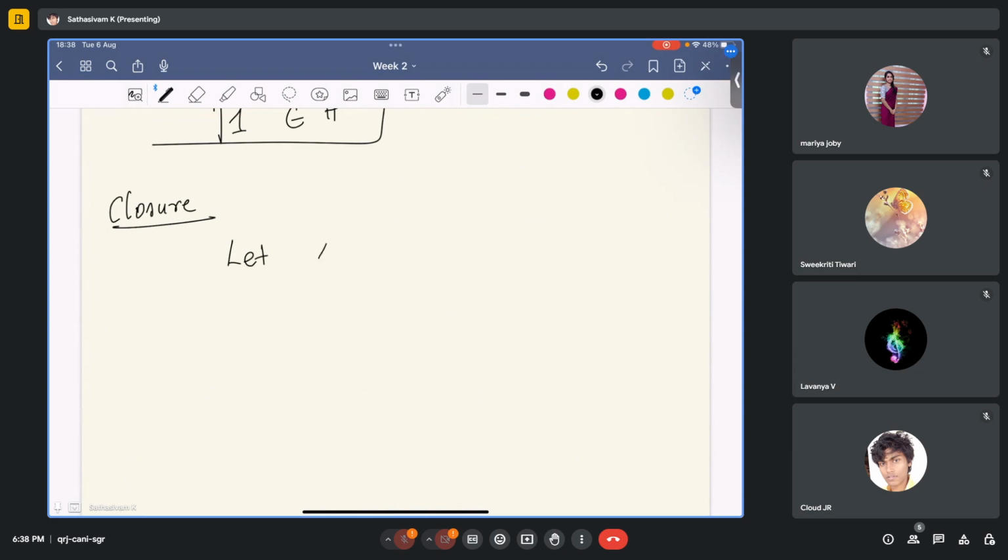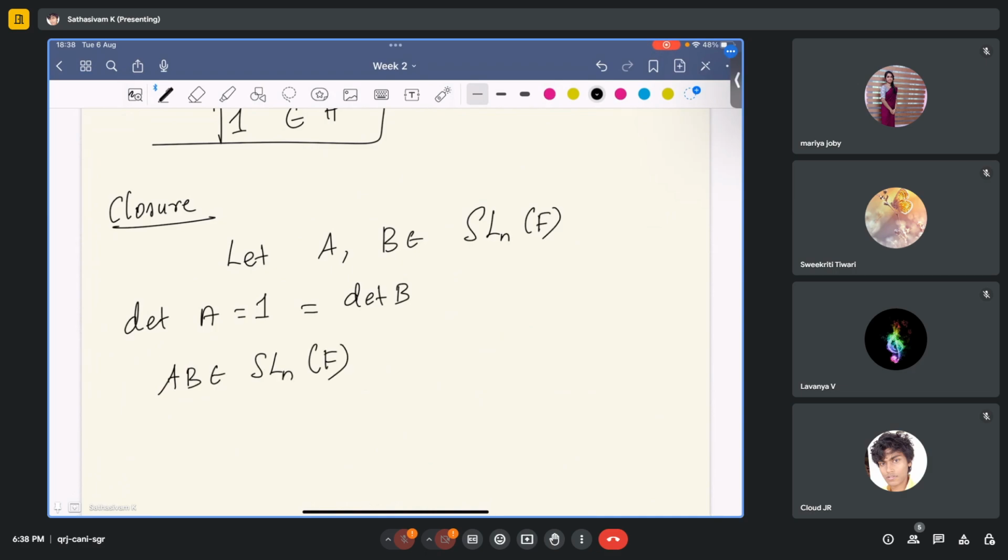So let A, B belong to SLN. Then what do we know about A and B? We know that the determinant of A is equal to 1, and this is equal to the determinant of B, right? This is what we know. So what we claim is that AB belongs to SLN(F). This is what we are claiming.